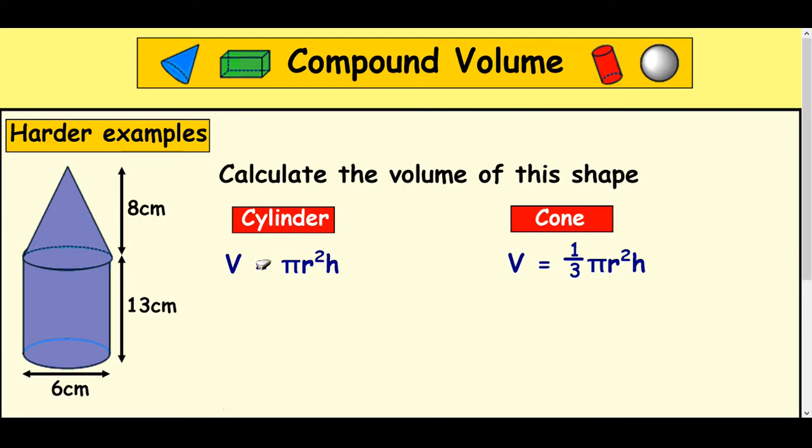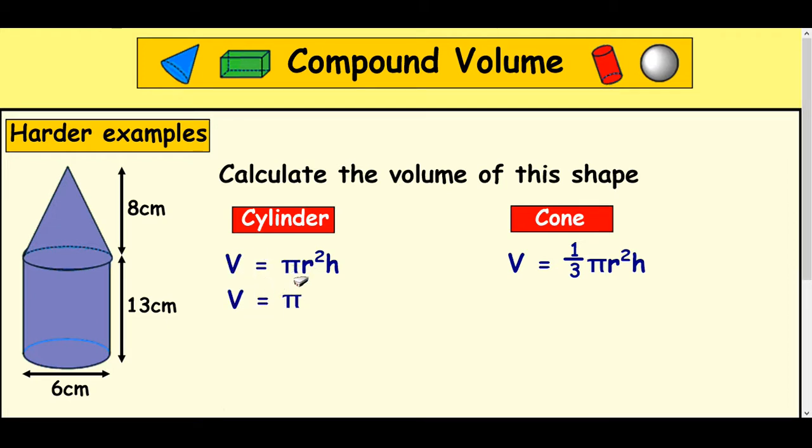Right, let's focus on the cylinder first. So we can use the pi button or 3.14. The pi button is more accurate, and it would tend to be used if you're trying to be really accurate, which is a better thing. But in the SQA, they allow you to use both, so it doesn't really matter which one you pick.